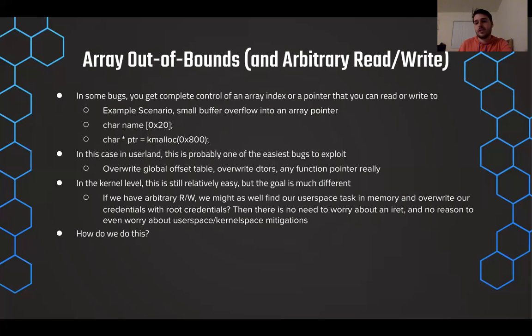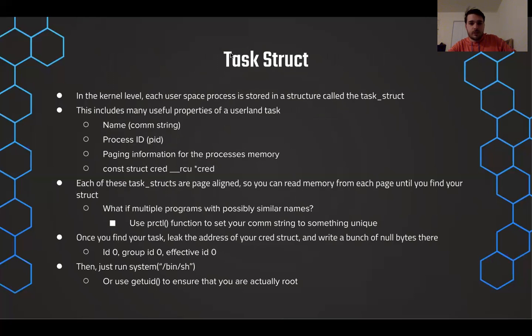You don't have to change the instruction pointer at all. You don't have to call commit creds. You don't have to set up a fake trap frame for your iret. You can just directly write your kernel struct to make you root. That seems like a really good idea. This is where this task struct comes into play. Basically, each user space process is stored in this task struct structure.